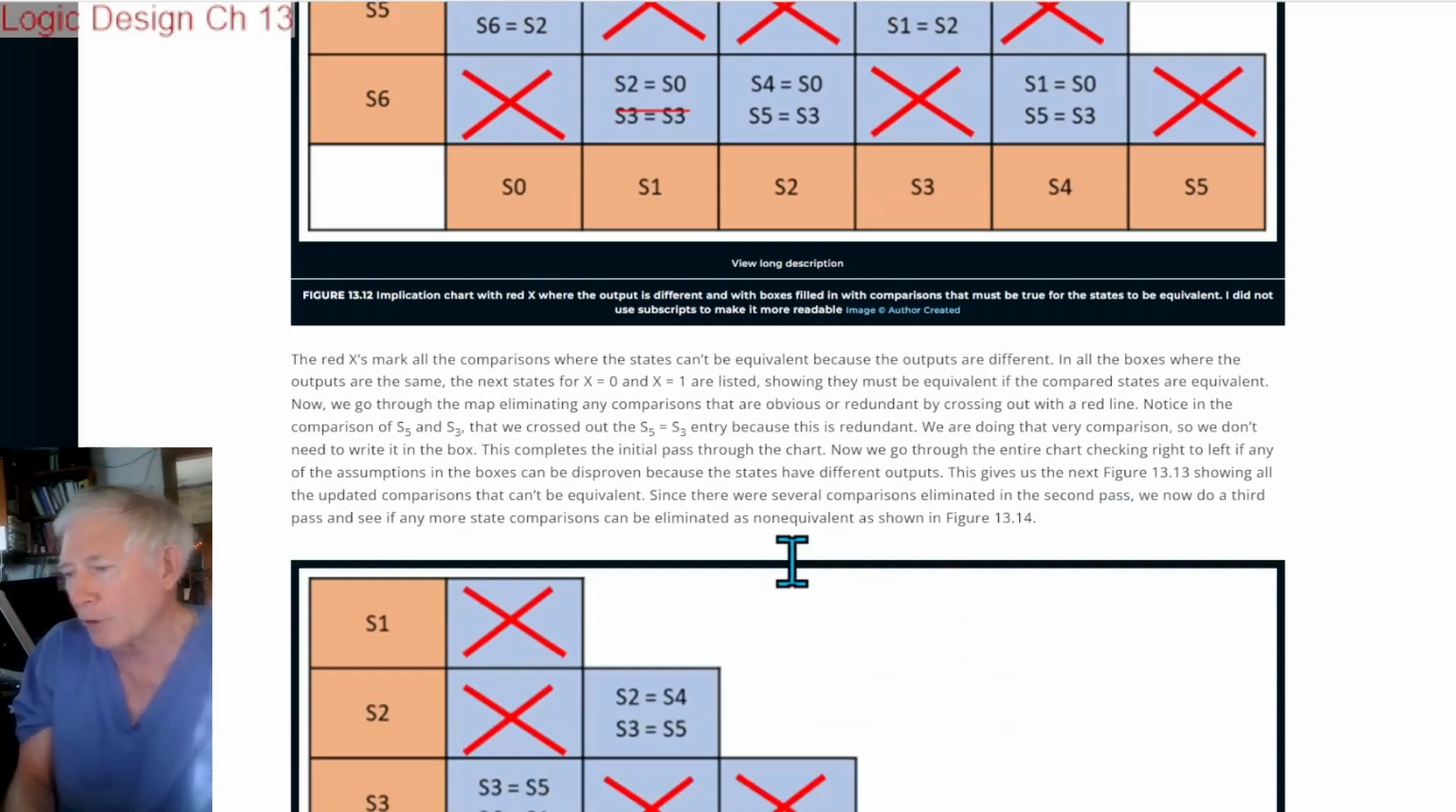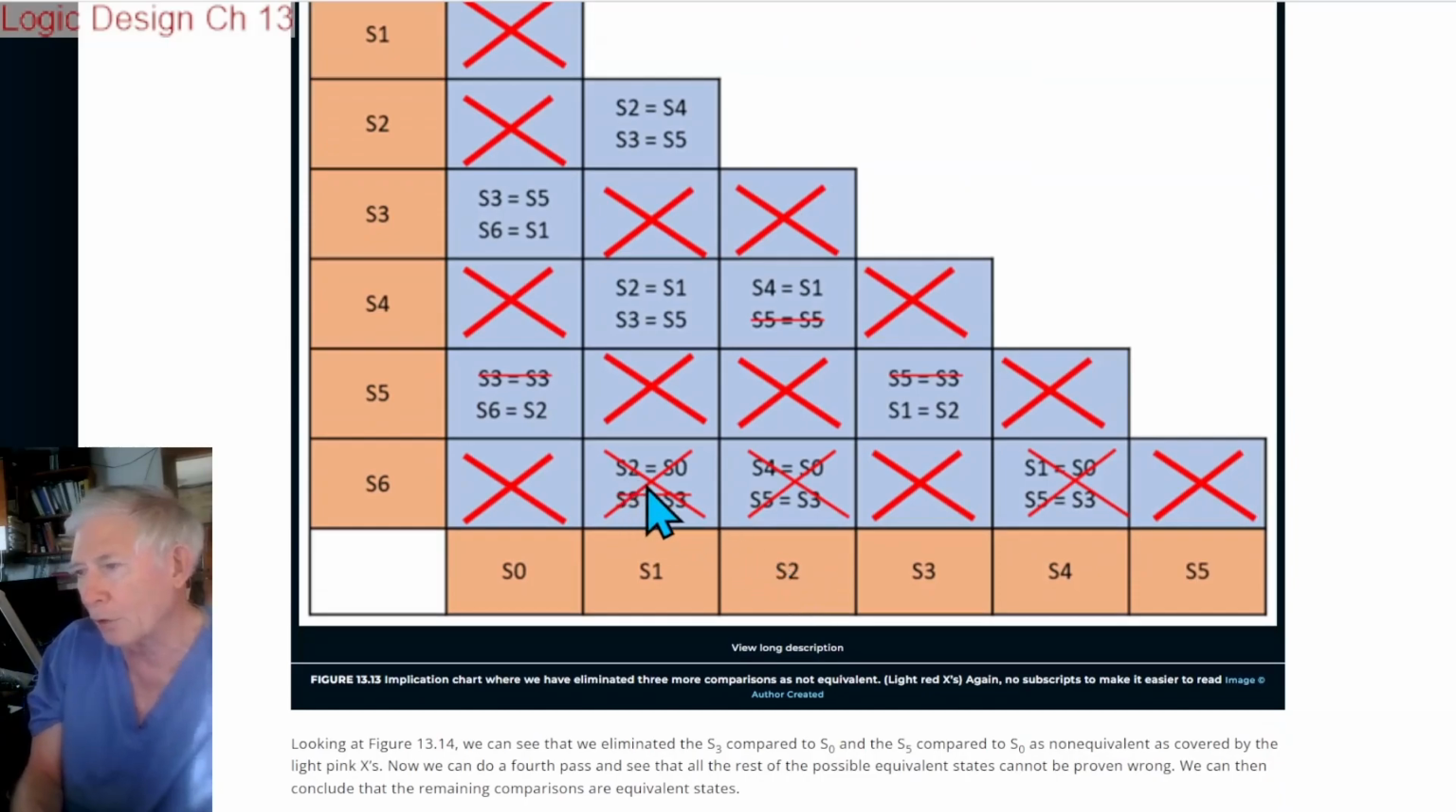So now we've crossed out some more squares, and now it looks like this. We crossed out this one, and this one. Right. And we still have these. Now we check it all again. All right. So what about 6 and 1? 6 and 1 is now not possible, so we cross this one out.